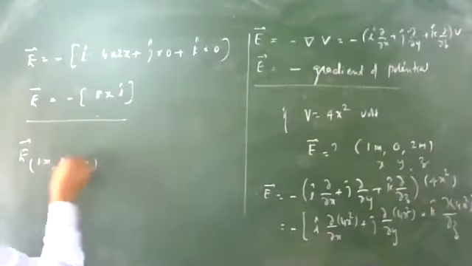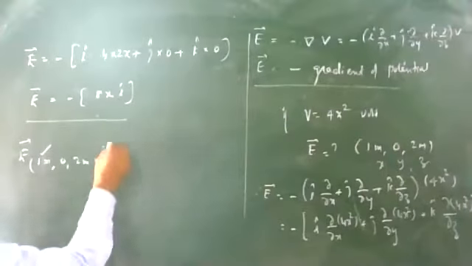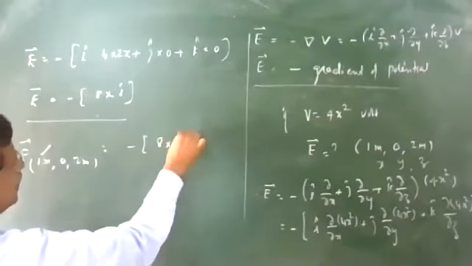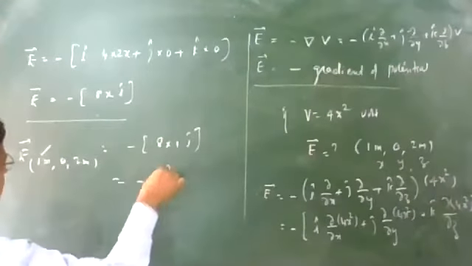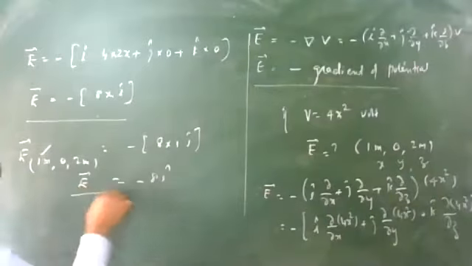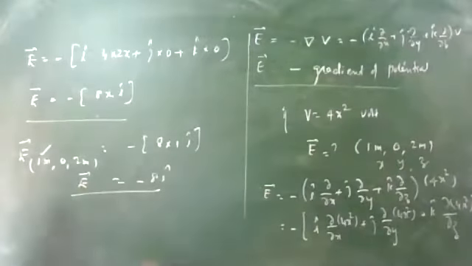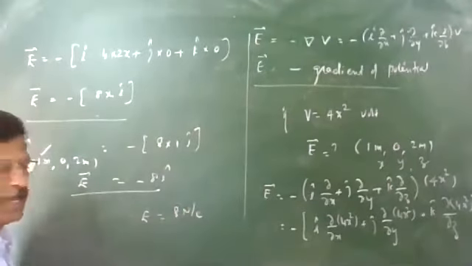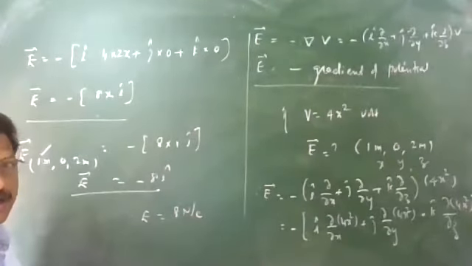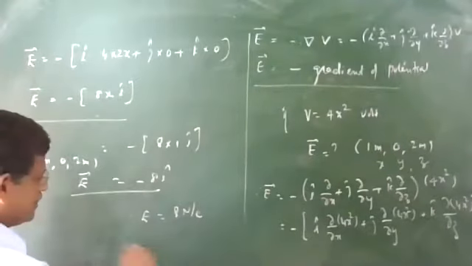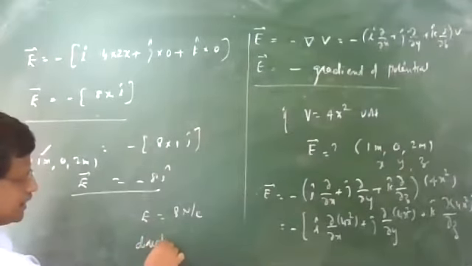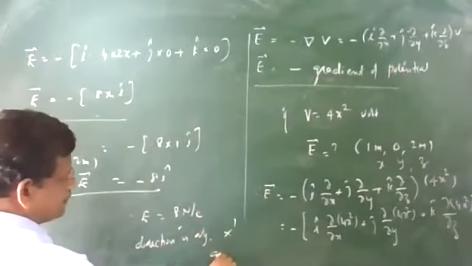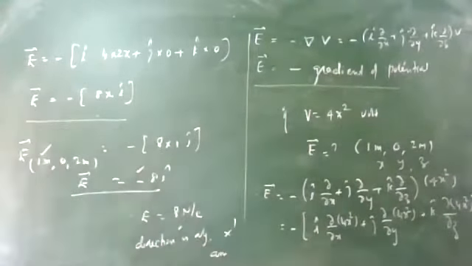But electric field at a particular point you want to calculate, there is 1 meter, comma 0, comma 2 meter. That is, at this point x equal to 1. So electric field is minus 8 into 1 i cap, that is minus 8 i cap. So electric field at the particular point has magnitude 8 Newton per coulomb or volt per meter, and it is directed along the negative x axis. That is the minus sign; the magnitude is 8.